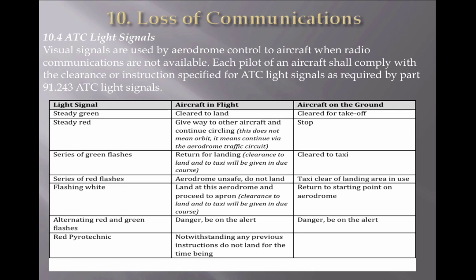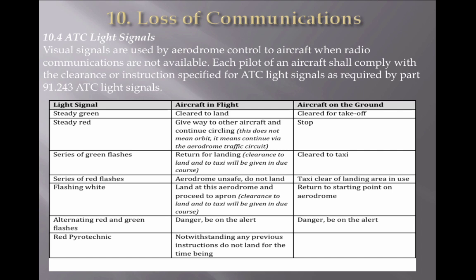This does not mean orbit, it means continue via the aerodrome traffic circuit if the aircraft is in flight. Steady red on the ground means stop. A series of green flashes while in the air: return for landing, clearance to land and taxi will be given in due course. If the aircraft is on the ground, a series of green flashes means clear to taxi. A series of red flashes to a pilot in the sky: aerodrome unsafe, do not land.